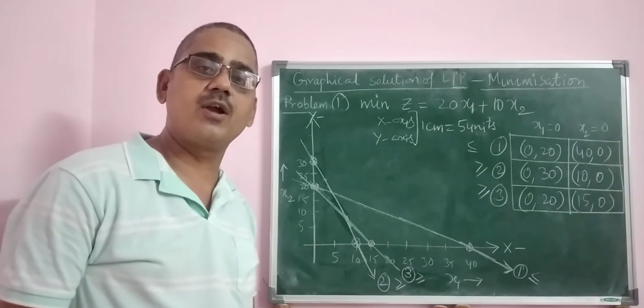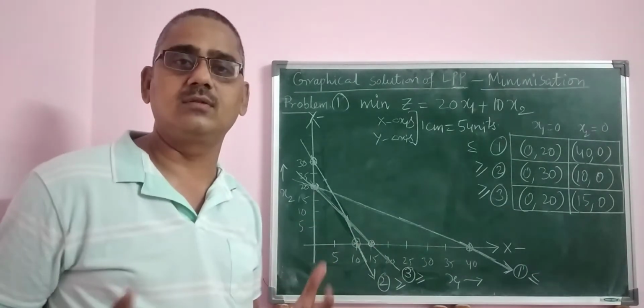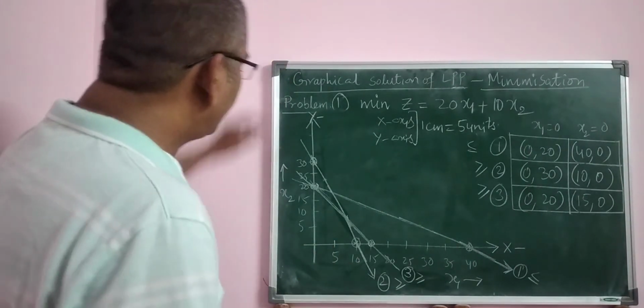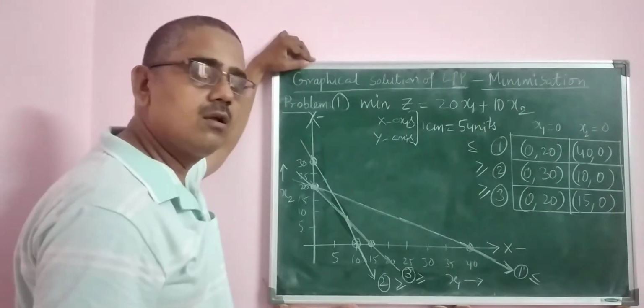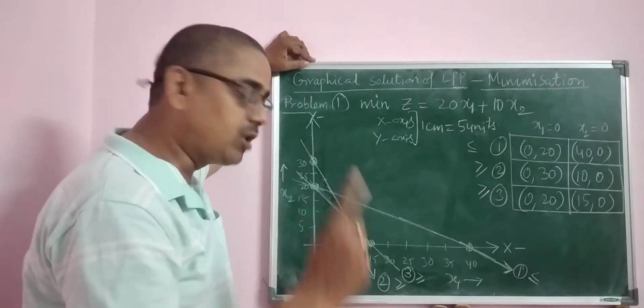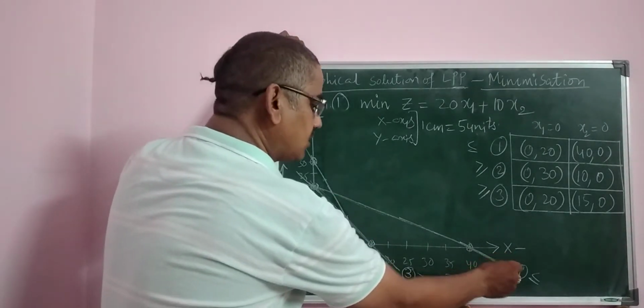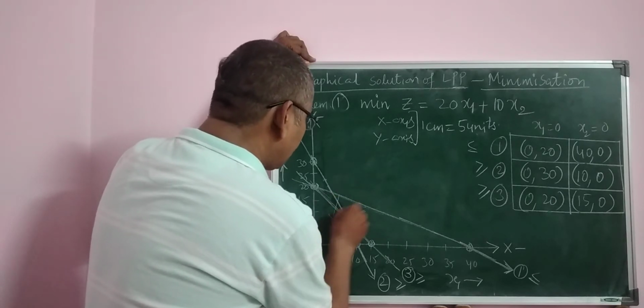The next important point is you have to get the common region. That is called the feasible region. So we have to obtain a feasible region. Now you see these two are greater than or equal to. For a greater than or equal to constraint, you have to shade above the line. Equation 1 is less than or equal to, which means for equation 1, this is the region.